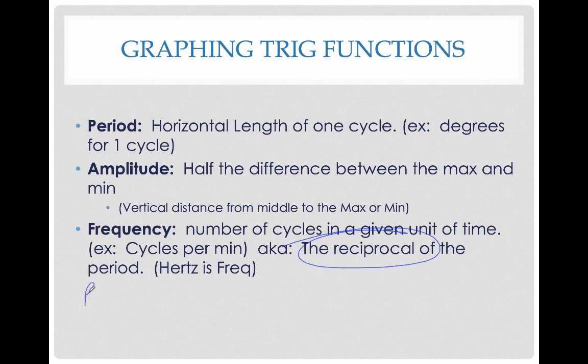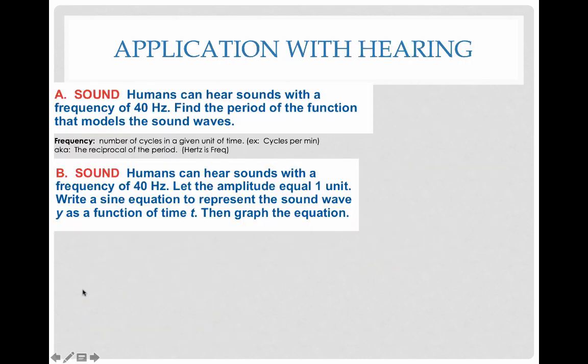So if I know that I have a period of 360 degrees, then my frequency is going to be 1/360th of a degree, all right? And that's going to come up in sound waves, which we're going to take a look at right now. It says humans can hear sounds with a frequency of 40 hertz. Find the period of the function that models the sound waves. Okay, let's not make this harder than it needs to be. If my frequency is 40, then my period is the reciprocal, or 1/40th, okay?